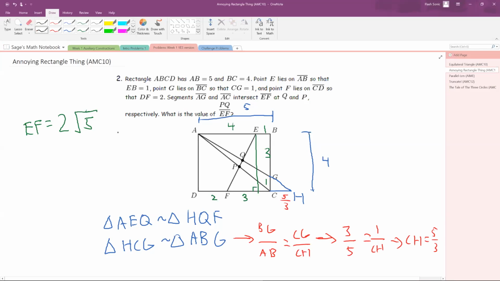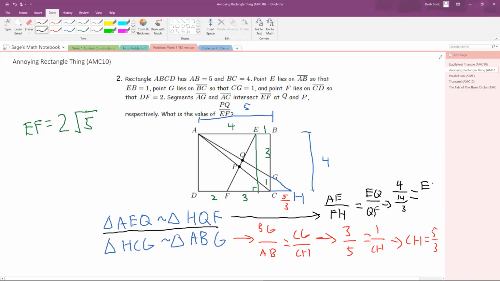All right. So from here, now we're going to use the other similarity, which is triangle AEQ is similar to triangle HQF. So if we want to look at the ratio of the sides, we can again use the ratio of the lengths to get that AE to FH is equal to EQ to QF. And solving for this, we get that 4 to 14 over 3 is equal to EQ to EF. Sorry, EQ to QF, my bad.